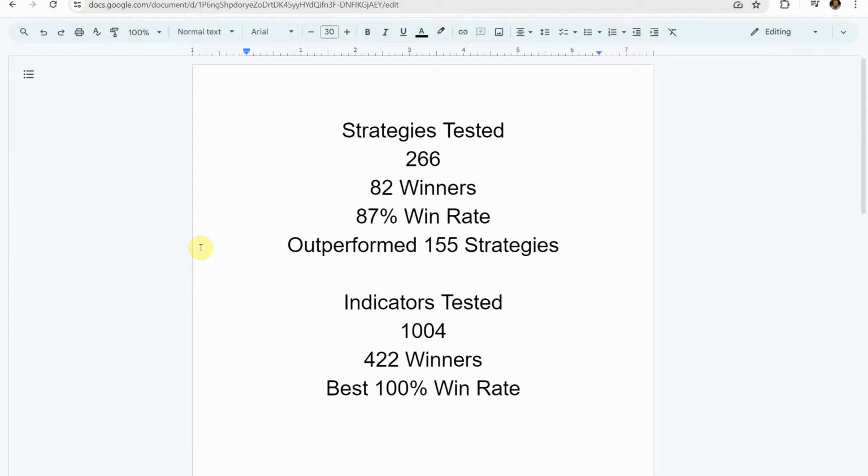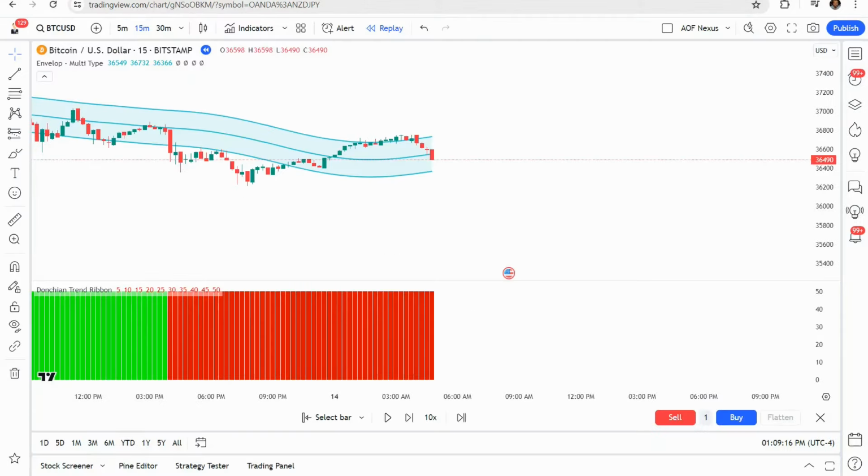And so far, since we've been keeping track, it has outperformed 155 of the other strategies that we have put it up against, every single one so far. We've also tested a total of 1,004 indicators, with 422 of them being winners.